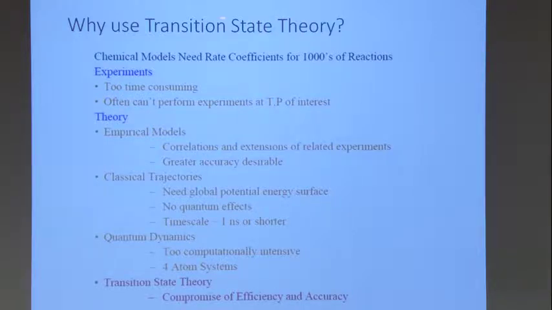And so transition state theory gives you pretty high accuracy per amount of effort. Experiments are often way too time consuming. It's really hard, and unless we really care about a reaction, we're not going to do the experiment. And often you can't do the experiments at the T and P of interest anyway. So at some point you're going to have to do a calculation to help you extrapolate to a different temperature and pressure where you can't measure it.